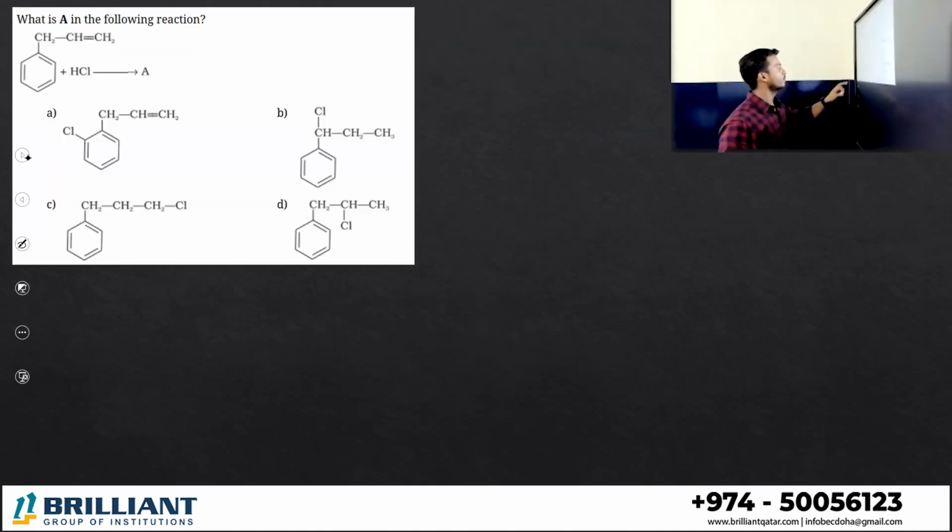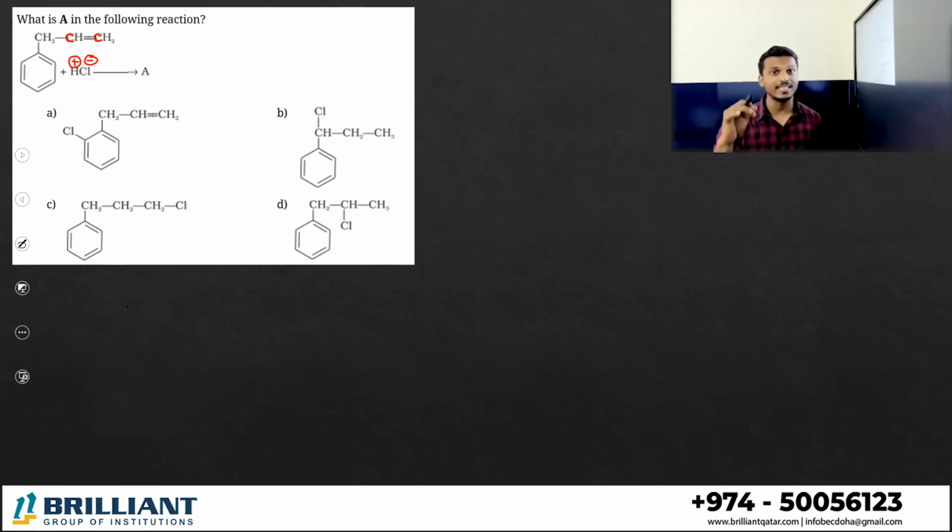Okay, next one. What is A in the following reaction? What is this reaction, dear all? You can see they have given an unsymmetrical alkene. Yes or no? This carbon contains 1 hydrogen, this carbon contains 2 hydrogens. You are adding the species HCl. HCl contains H plus and Cl minus. When you are adding an addendum, the adding species, it contains a positive and a negative charge. Here, what is the addendum? HCl.